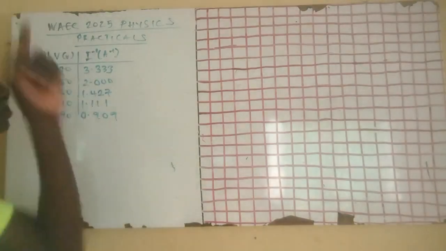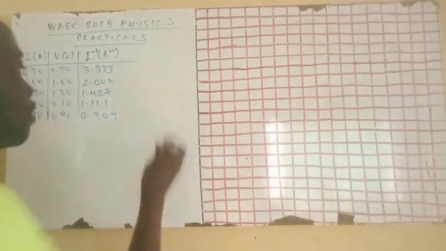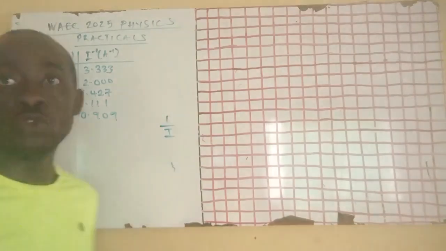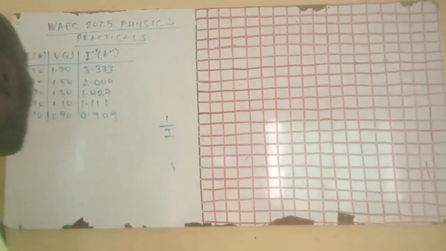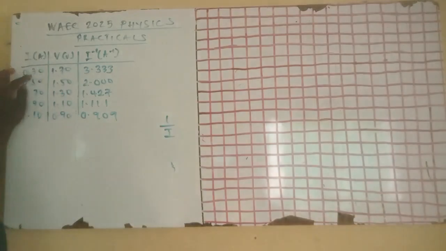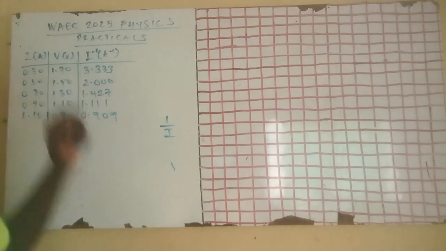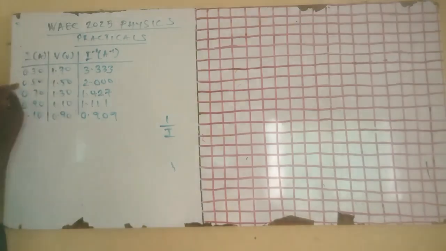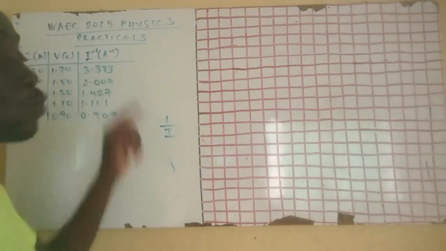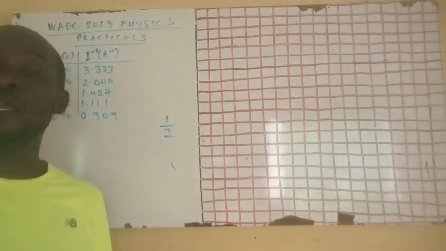Now look at this one, I raised to power minus 1. I raised to power minus 1 means 1 over I. You know that's what is done in the law of indices. So I raised to power minus 1 is 1 over I. Like this one now, I is 0.3, so I raised to power minus 1 is going to be 1 over 0.3, which is 3.33. This one is 0.5, so I raised to power minus 1 is going to be 1 over 0.5, which is 2.0.